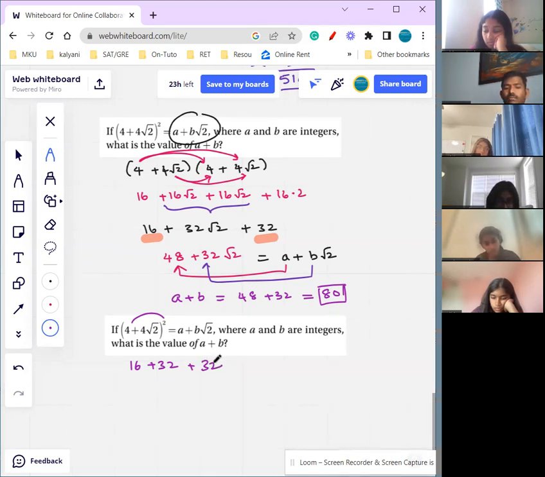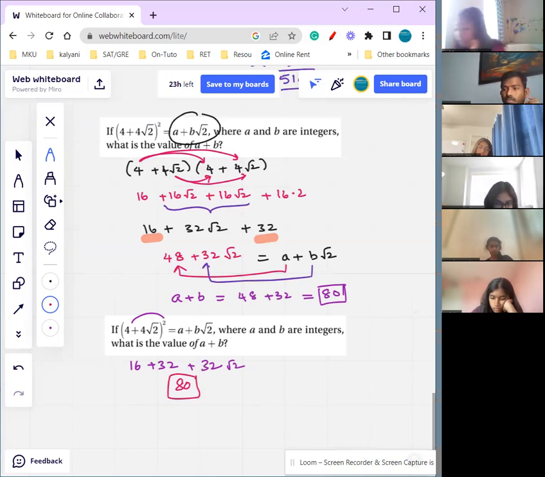Okay. So basically 32 radical 2. This is what we're going to get. But we're going to ignore the radical. All you have to do is add these two, and then you get 48 plus 32. That is 80. That's all you need to do for this question. Okay, get it? So that's how you can go a little faster with this problem.